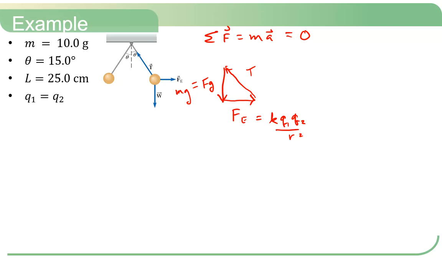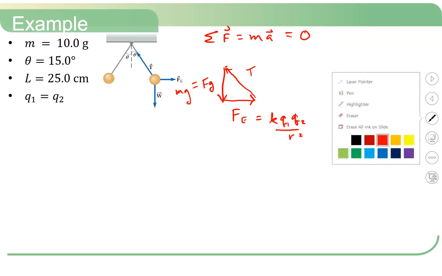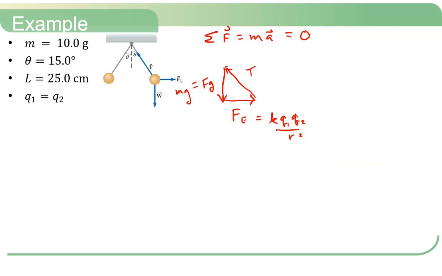But we know some angles on this, so I'm going to add in those angles, lest we forget. The electric force is going to be repulsive, so it's horizontal. And the gravitational force is vertical, and then this angle here is theta.